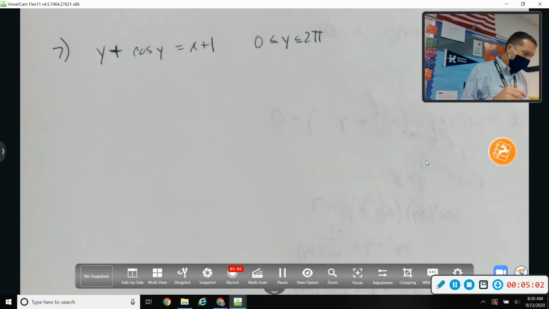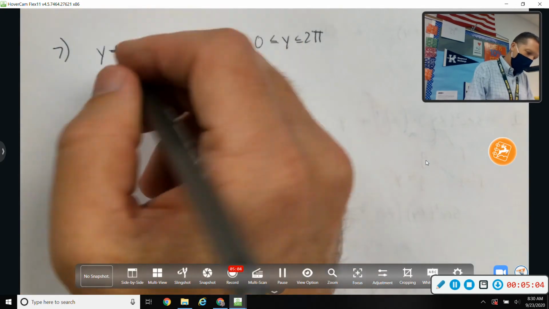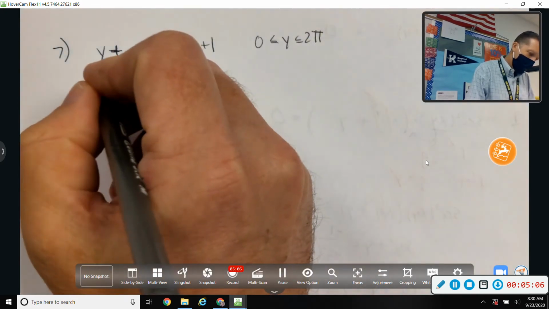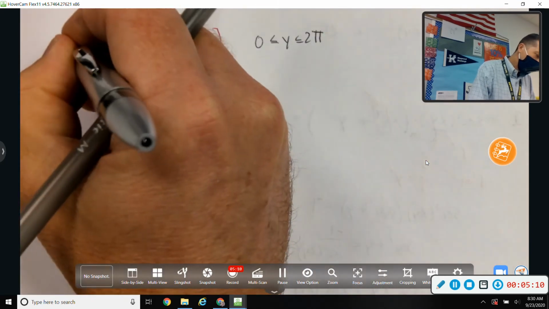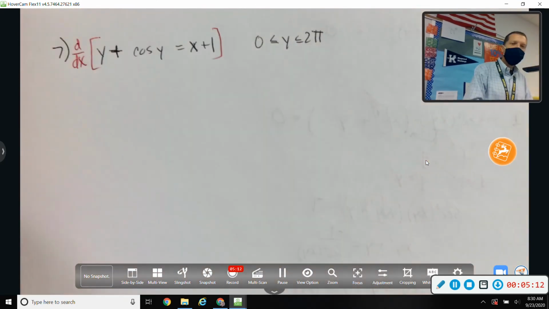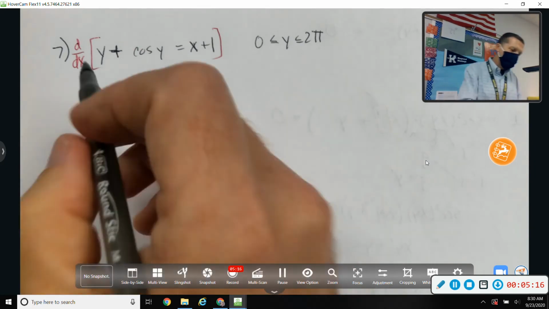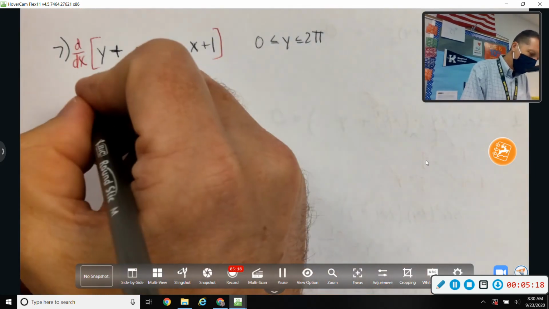Part A, find dy/dx in terms of y. Okay, so that means I need to take the derivative of everything. Here's one way to write that. d/dx out front means take the derivative of. So that's sort of explaining what I'm about to do.